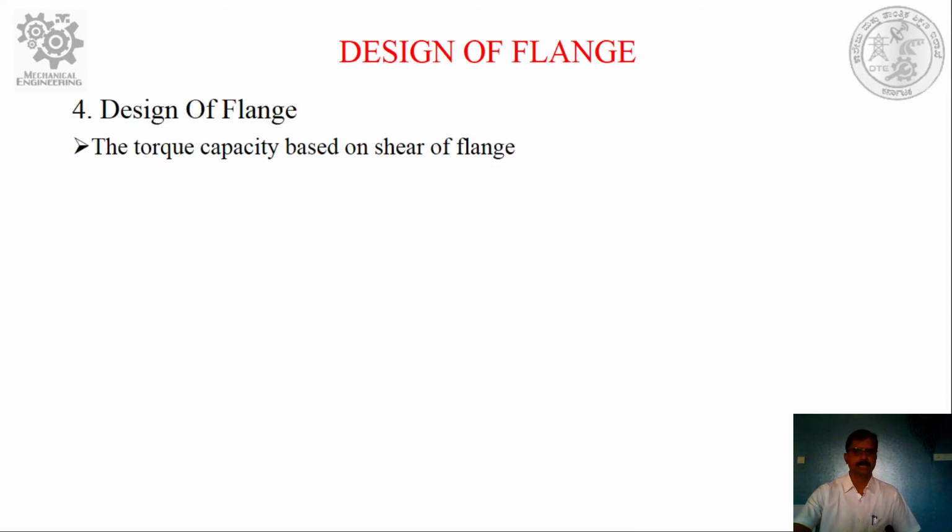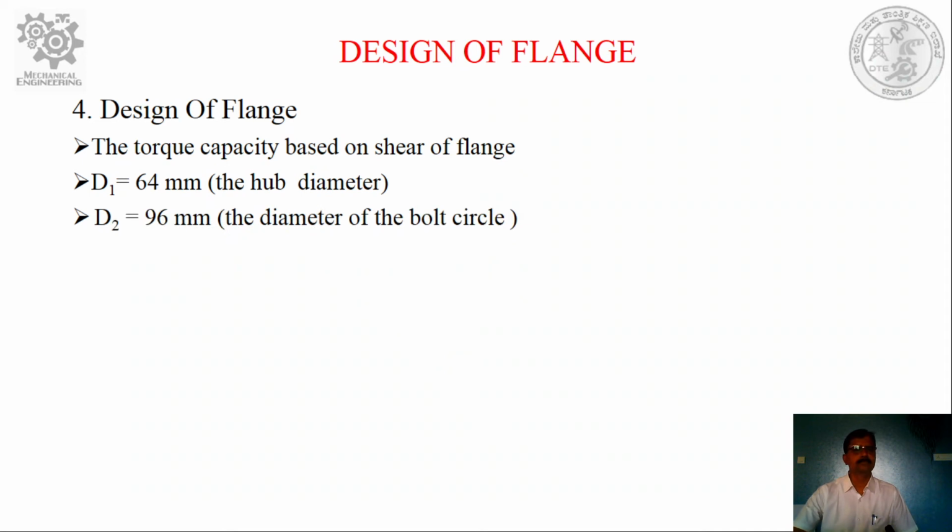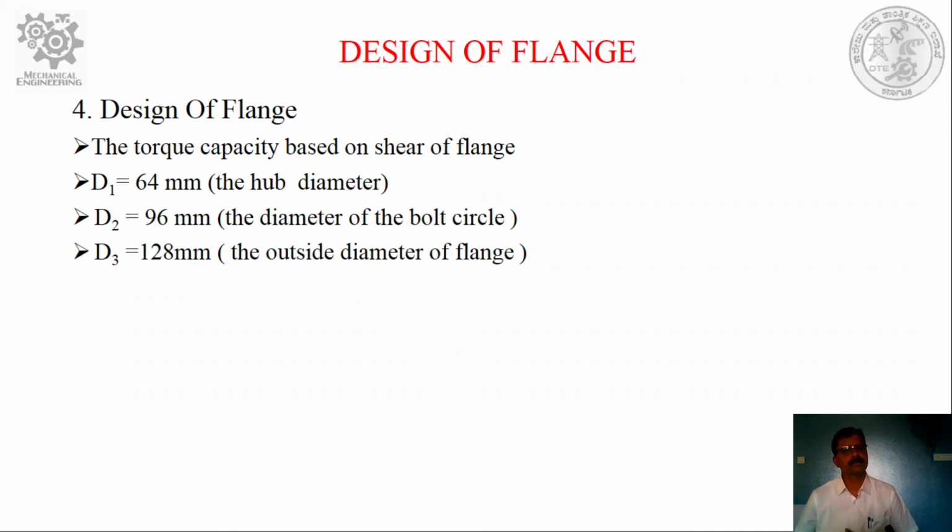It may fail in the form of shearing. Now let us check the induced shear stress in the flange. Torque capacity based on the shear of the flange is given by D1 is equal to 64, the hub diameter, and D2 is equal to 96, the diameter of the bolt circle, and D3 is equal to 128 millimeter. Now T is equal to 22, the flange thickness. Now let us see where actually the failure takes place.